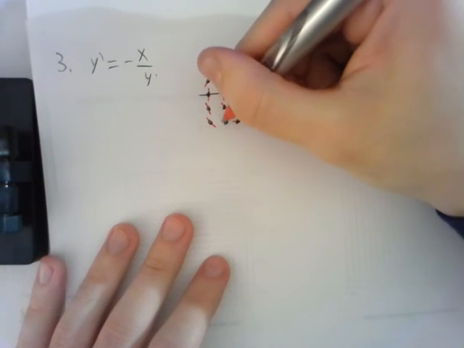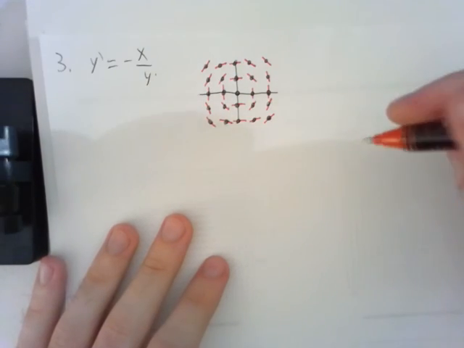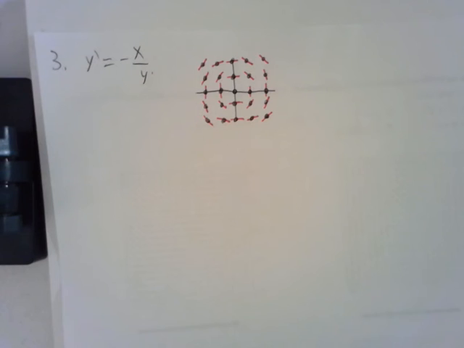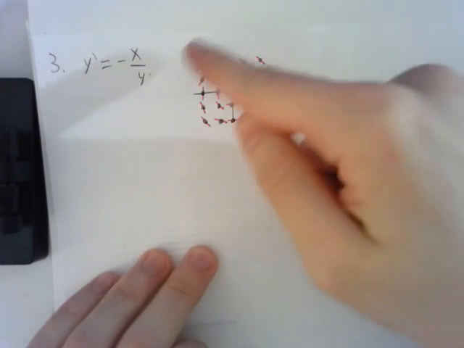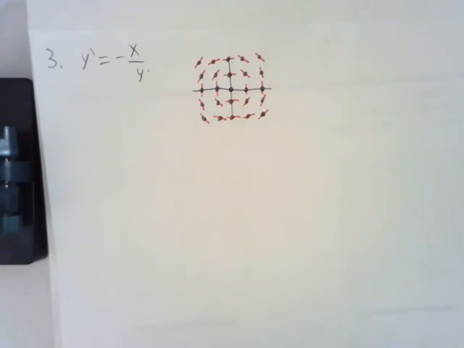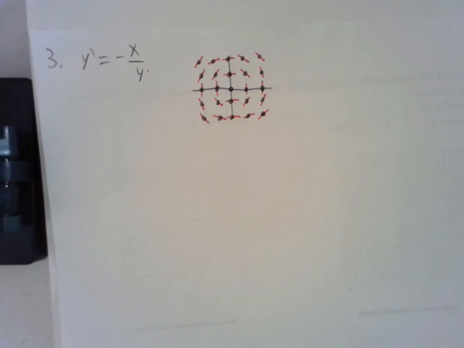And similarly, we can fill in these lines. And it ends up looking something like this. So we can see that for this differential equation, it looks like the solutions are sort of going around in circles. And we'll see when we discuss separation of variables that we can actually solve this equation, and indeed the solutions to this thing look like circles.